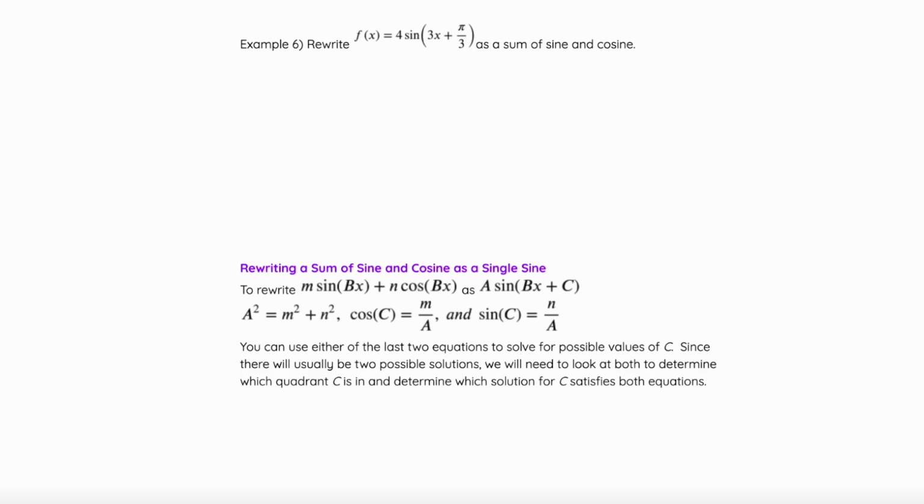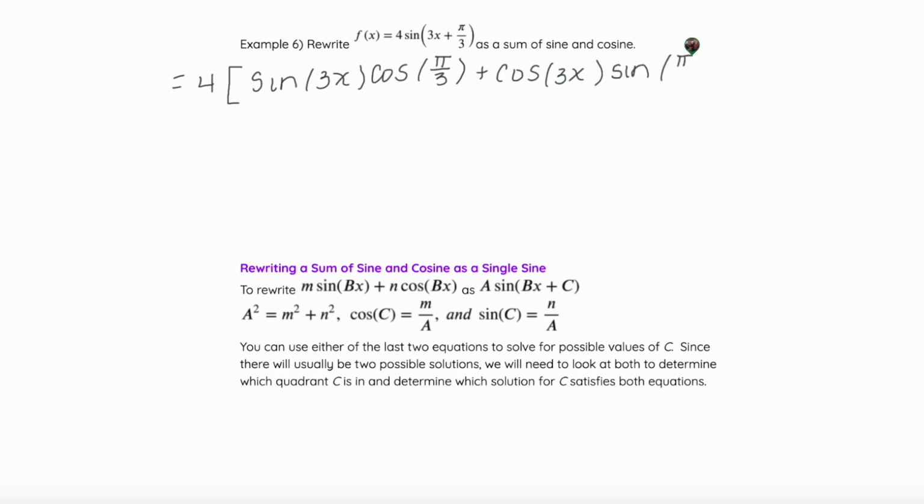Let's rewrite 4 times sine of 3x plus pi over 3 as a sum of sine and cosine. So it looks like I have the sum of sine here. So ideally, we've got our alpha and our beta. So this is the same as taking 4 times sine of 3x times cosine of pi over 3 plus cosine of 3x times sine of pi over 3.